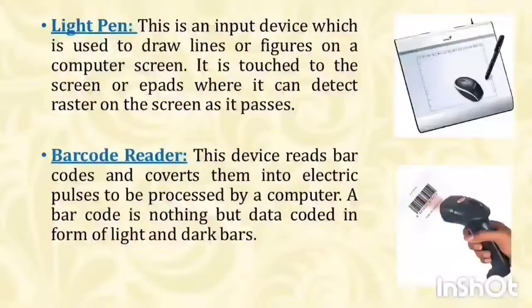Next is barcode reader. This device reads barcodes and converts them into electric pulses to be processed by a computer. You would have seen these barcodes in your school library or in supermarkets. Barcodes are these, you can see it in the image also on the right side. Thin and thick black lines are scanned using the barcode reader. When you scan it, the content, that is the product name and the amount of that product, appears on the screen automatically. So it makes our work much easier.